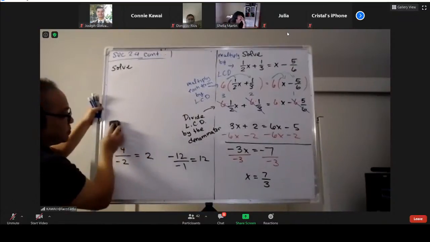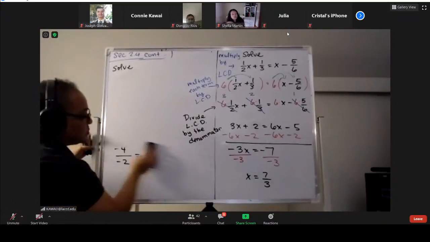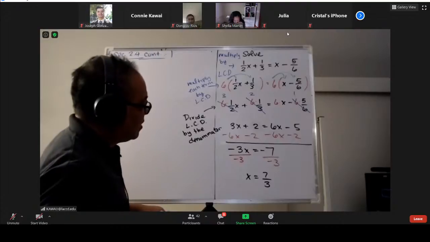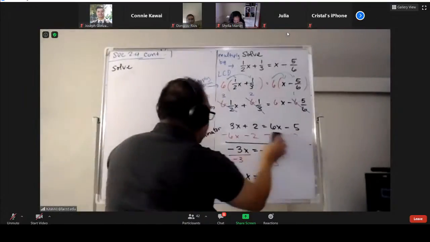On this problem, the one we just finished, I did -3x on both sides and then +5, but I got a different answer. I got 7 equals 3x. Okay, let's try that.